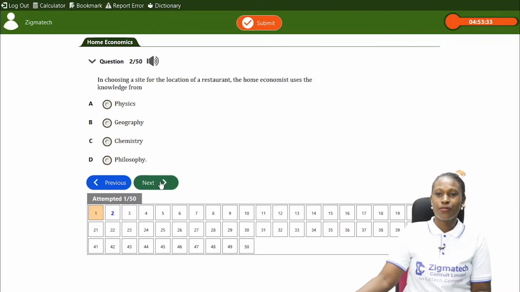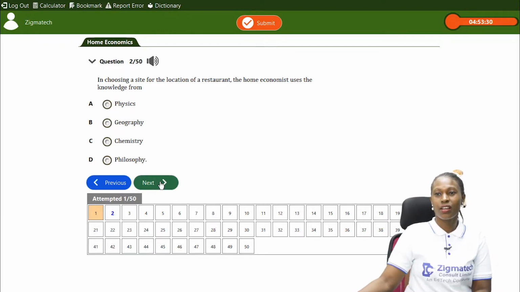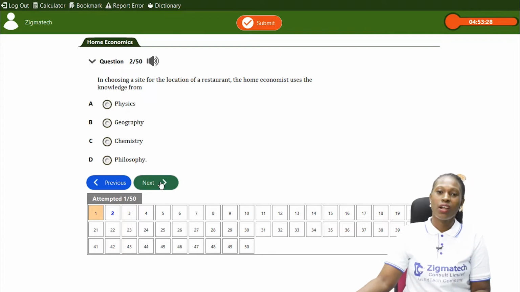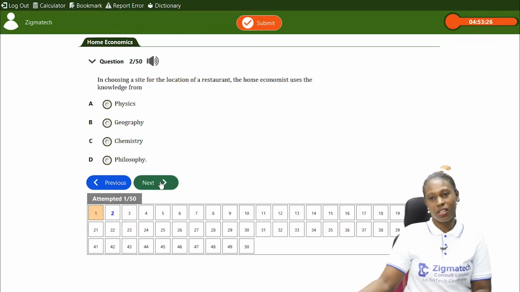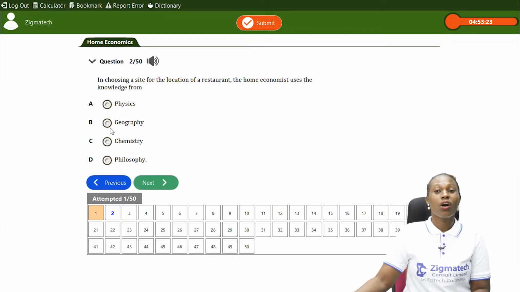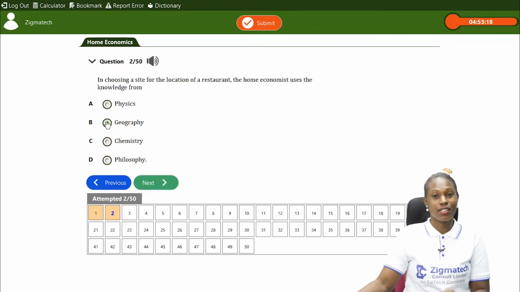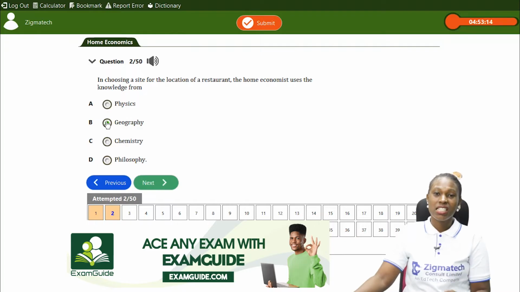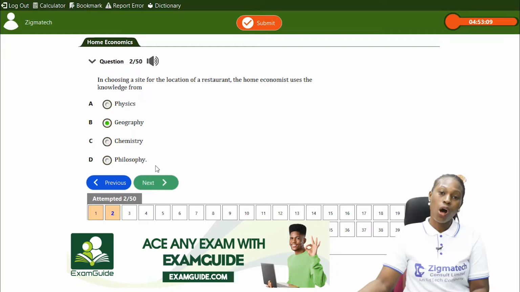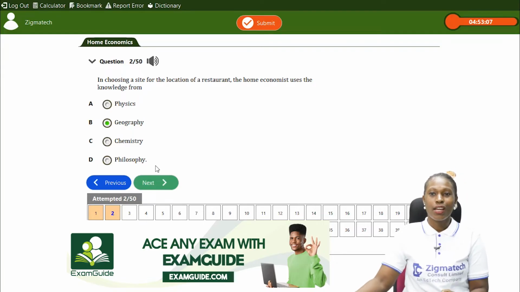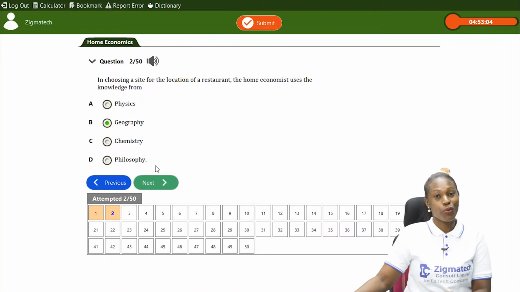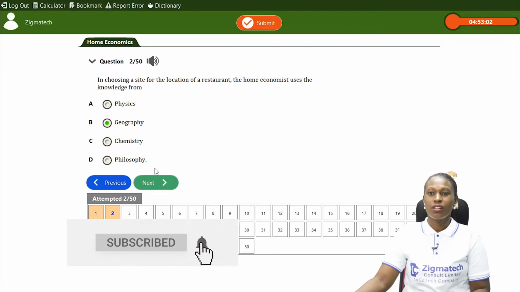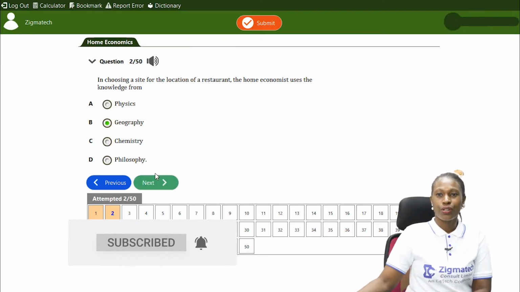In choosing a site for the location of a restaurant, the home economist uses the knowledge from which of these subjects? We use the knowledge from geography. Geography is the study that has to do with the knowledge of places, the relationship of people and where they live. So geography will help you understand where to choose to put up your restaurant, just in case you want to do one. So let's look at the next question.